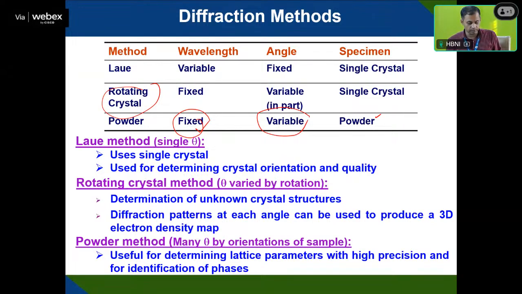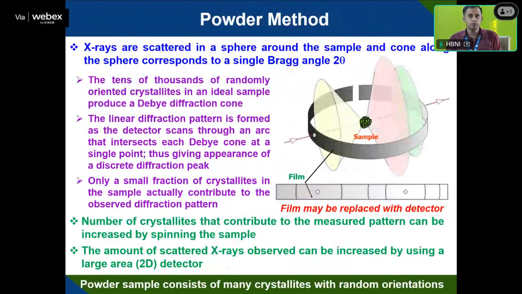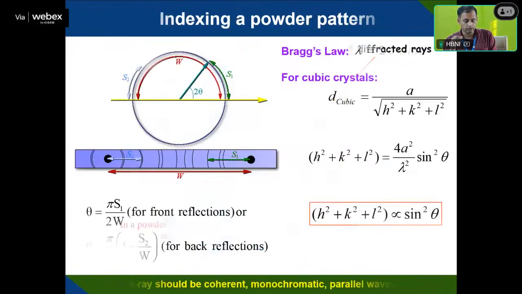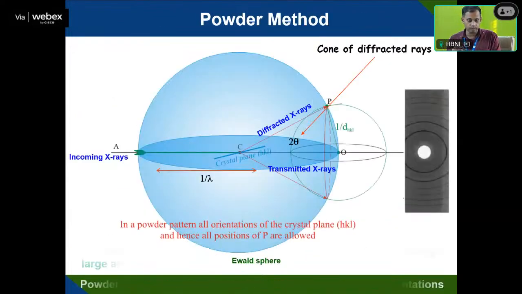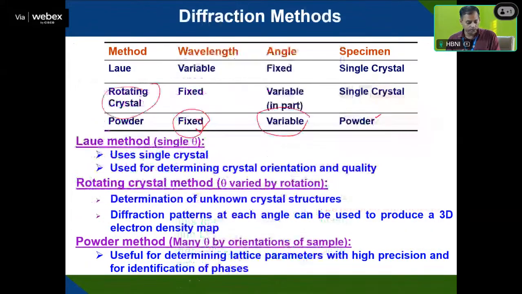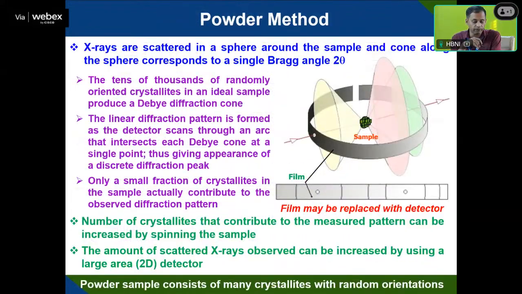But the third one, the powder diffraction method, is most widely used, for determining the crystal parameters with high precision and identification of such. Here your wavelength is fixed, for example, in case of copper, copper K alpha, that's 1.5405 angstrom, but the angle is varied. And this angle can be varied in two different ways. That will come a little later. So out of this, today we will mainly focus on the powder diffraction method.